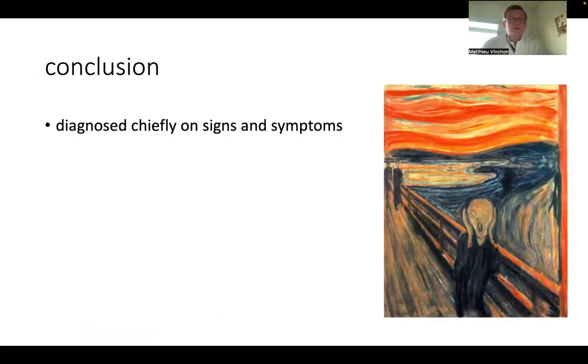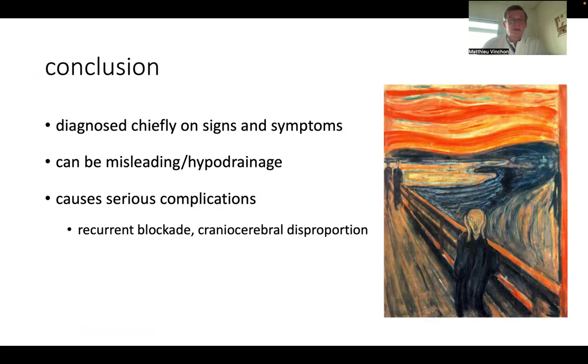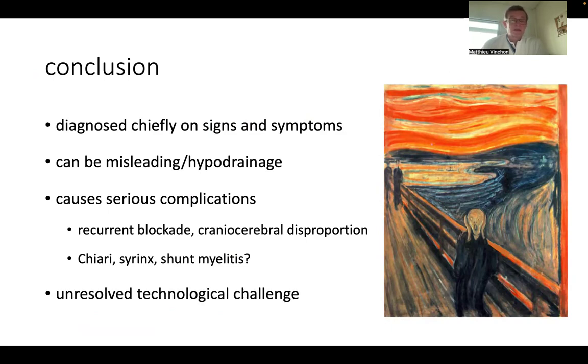So in conclusion, the diagnosis of overdrainage is mostly made on signs and symptoms. We have to interrogate the patient thoroughly. It can be misleading with hypodrainage, and it causes serious complications with recurrent blockade, craniocerebral disproportion, and spinal stenosis, and also blindness. It can also create Chiari, syringomyelia, shunt myelitis, and it is an unresolved technological challenge.